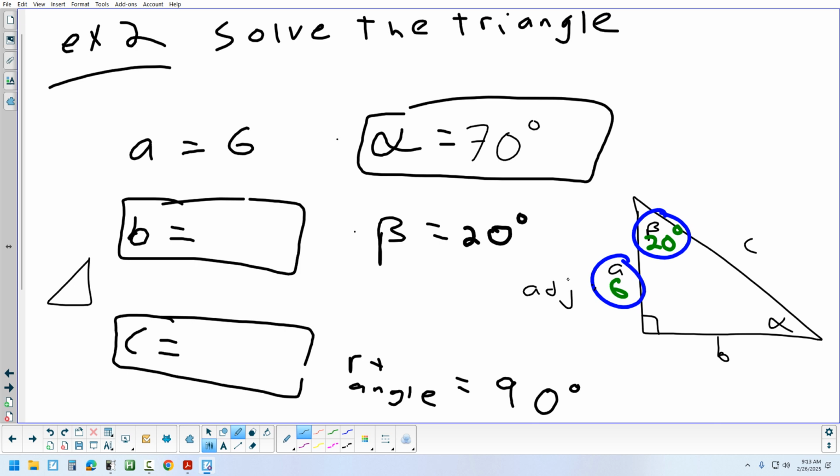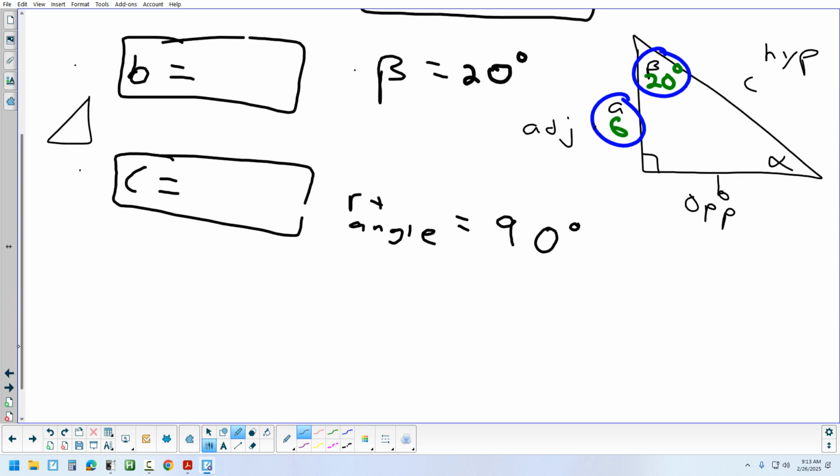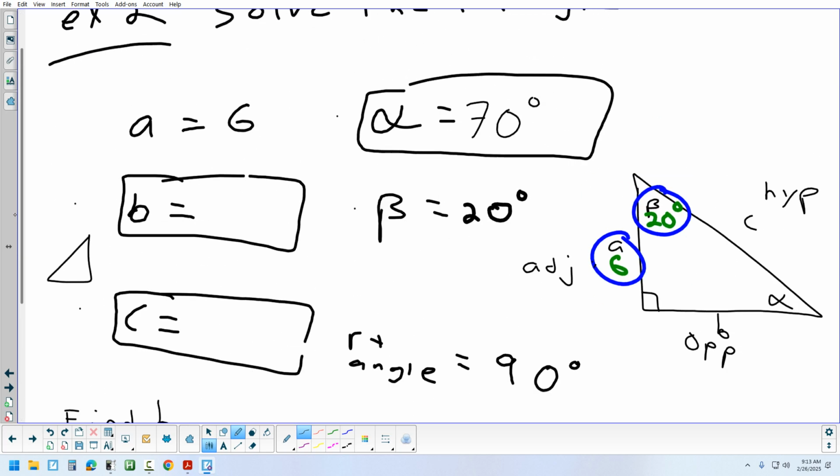And what position is side B? Opposite. And side C. Okay. So now we're ready with our labels for whatever side we want to find. Do we want to do B or C next? B? Okay. So we're going to find B.